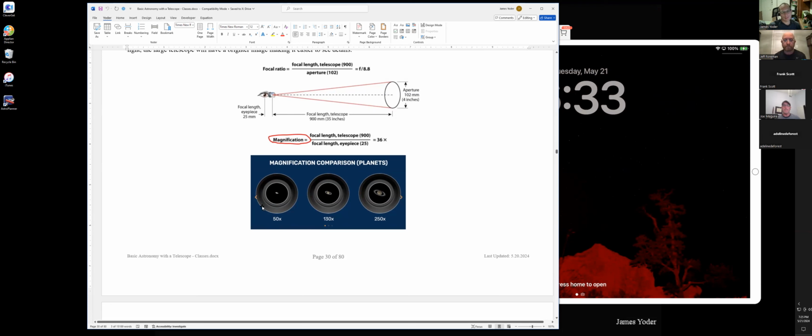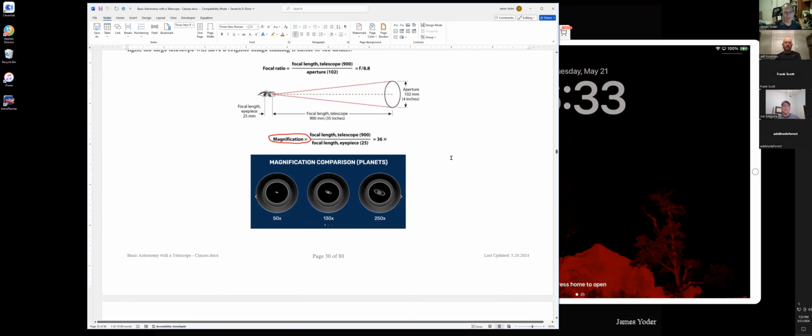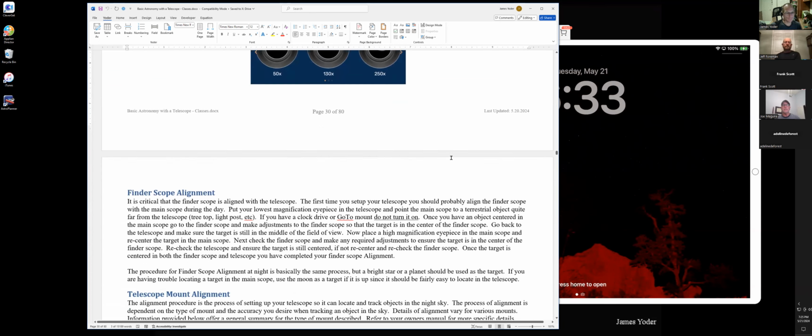Here's an example: 50, 130, 250. So as you can see, as your magnification goes up, typically the object is going to be bigger. This is where aperture starts to come into play. Not only does it support higher magnification, but it will make your object brighter. The bigger aperture you've got, the more light coming in, so it will brighten up the object. So that is one advantage of aperture on magnification.